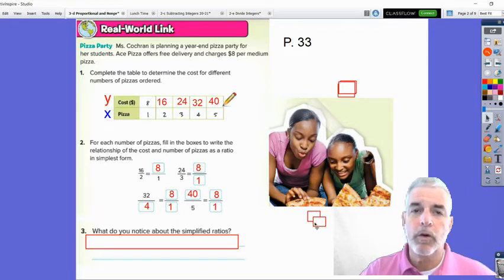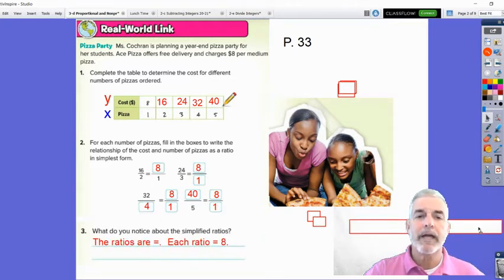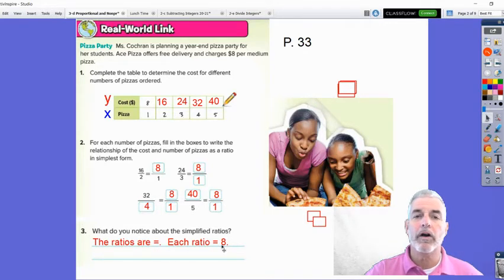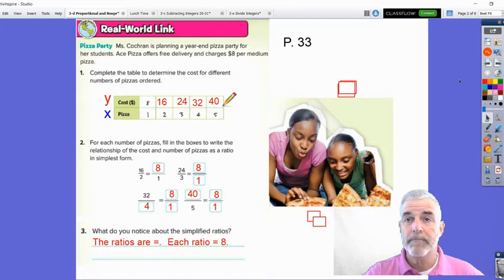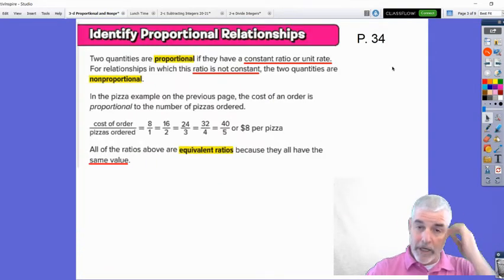So the big question here: what do you notice about the simplified ratios? For all of these costs and numbers of pizzas, what do you notice about the simplified ratios? That's right, they are all the same. The ratios are equal. They all equal 8. This is an example of a proportional relationship.